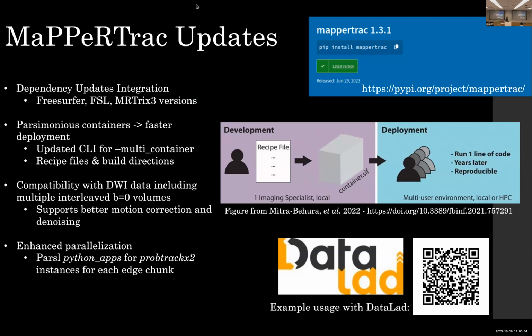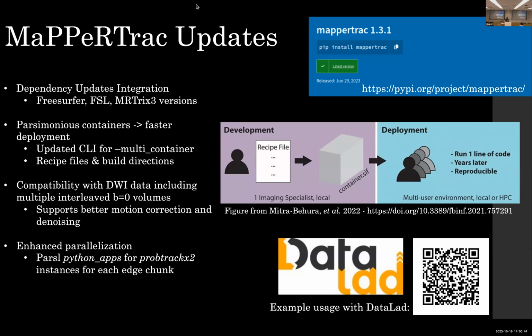But the updates that we've done so far, updating the dependencies: there's different software toolkits people use for neuroscience and for neuroimaging processing. And so we wanted to have those in parsimonious containers so that folks can download them as they update and get the advantage of the newest community code coming out. And so I updated the CLI for MaPPeRTrac so that we could use these multiple containers and put out the recipes and build files. And some example usage for DataLad, which is one way to massively share data sets that's popular in the neuroimaging crowd.